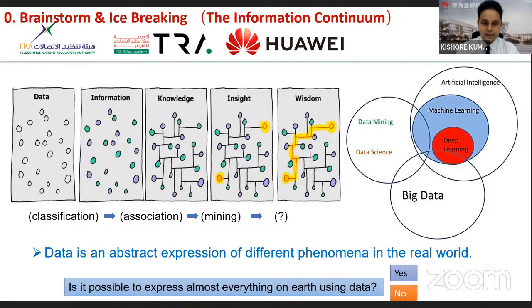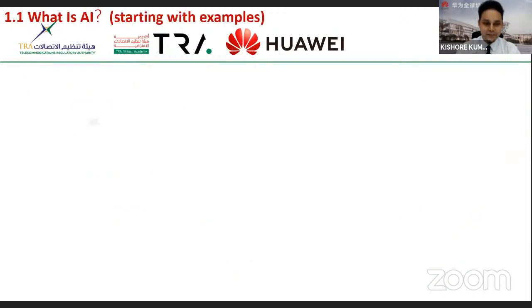Right. So what do you think? Is it possible to express almost everything on Earth using data? Please think about it.